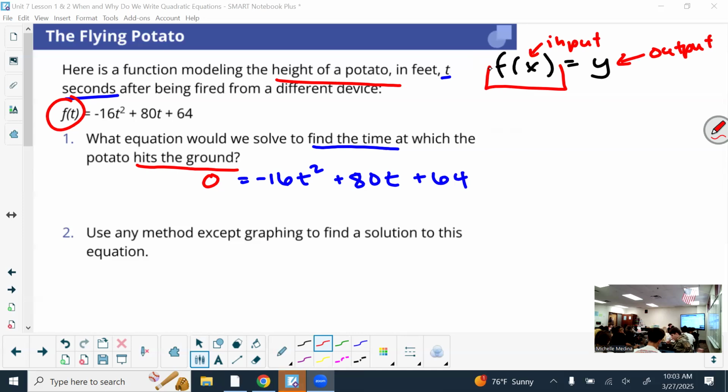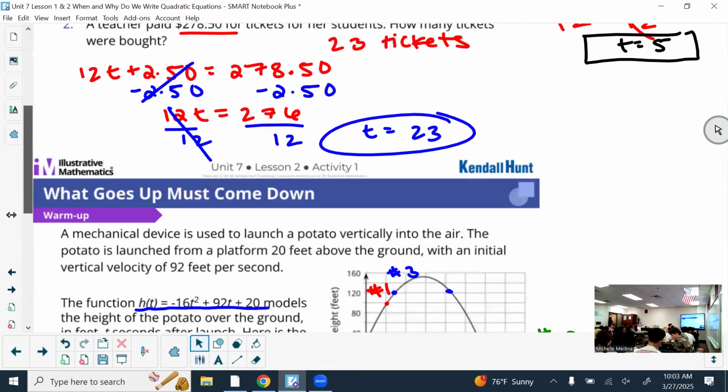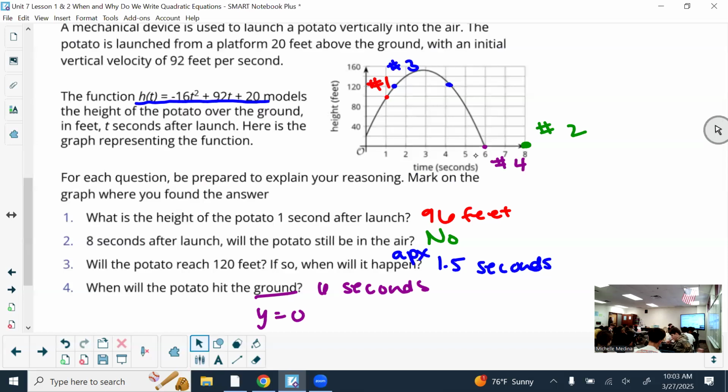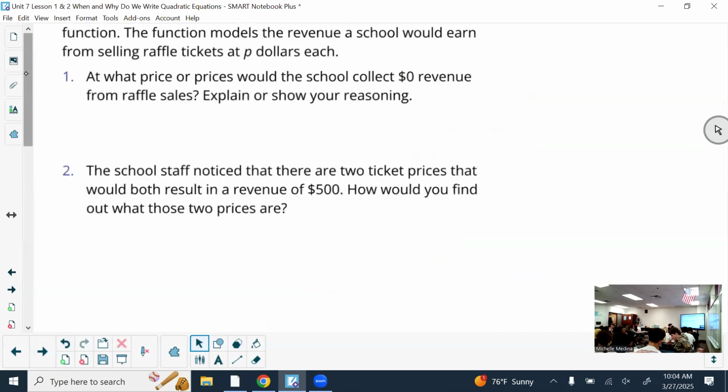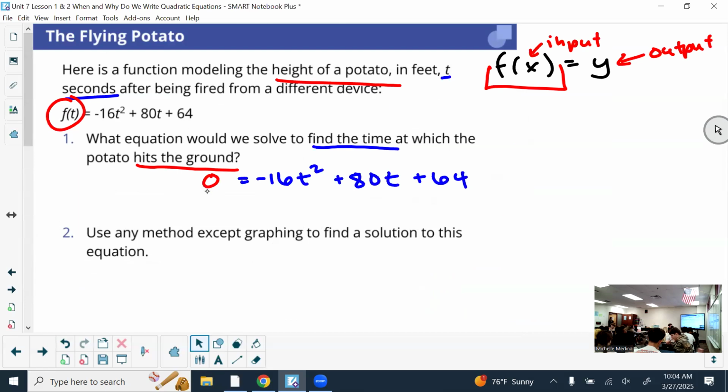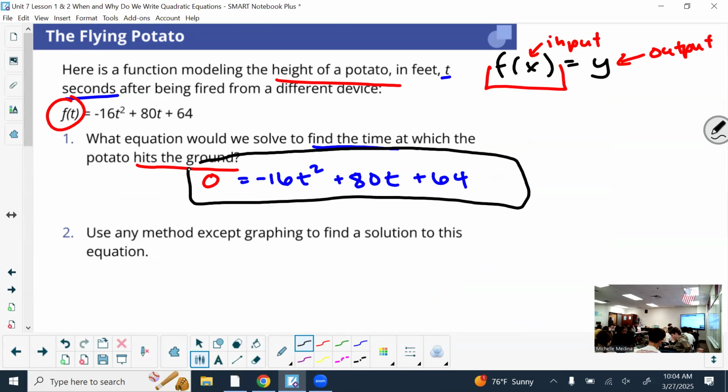Okay, so if I want to find when the y is 0, we just talked about that in this one. When the y is 0, that's where the height is 0. That's where it hits the ground. I have to plug that in for the y in the given rate. Okay, so this is the equation that answers that question. And it says use any method except graphing. So don't graph it. But you can use your calculator. I mean, I don't know how else you would solve it. Find the solution for if this is my situation, when will the potato hit the ground?